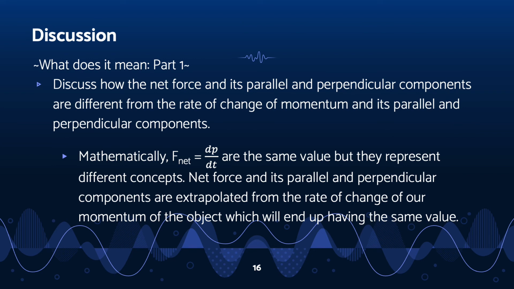So for part 1, discuss how the net force and its parallel and perpendicular components are different from the rate of change of momentum and its respective components. Mathematically, F net and dp over dt are the same value, but they represent different concepts. Net force and the parallel and perpendicular components are extrapolated from the rate of change of momentum of the object, which will end up having the same value.